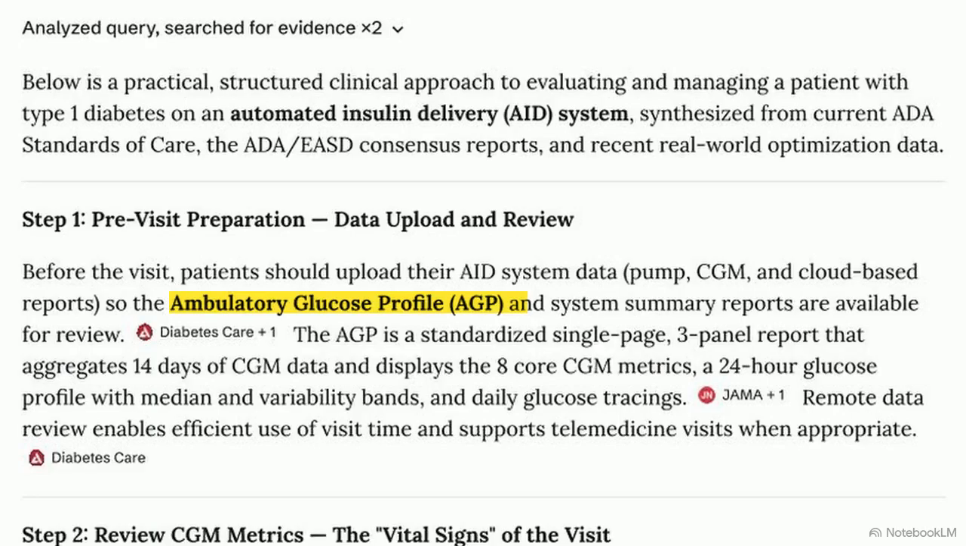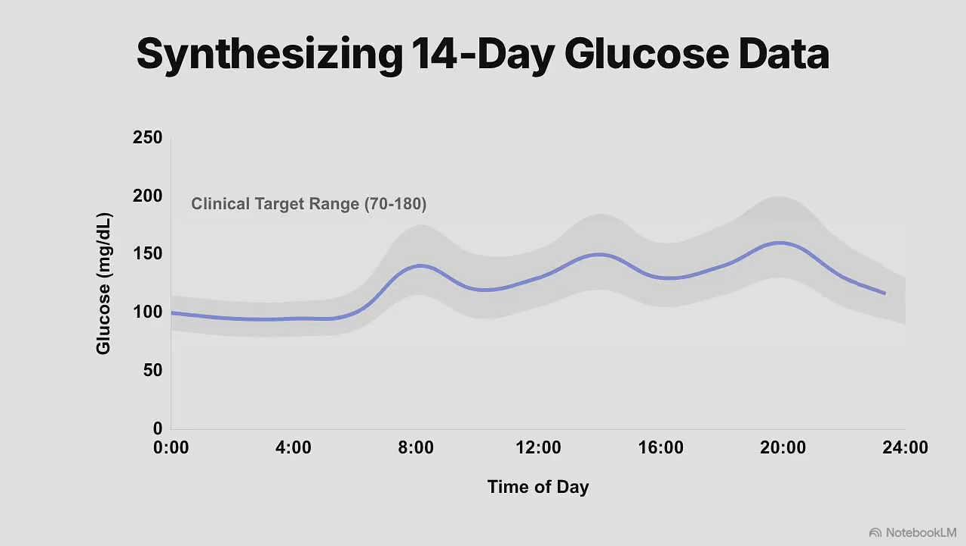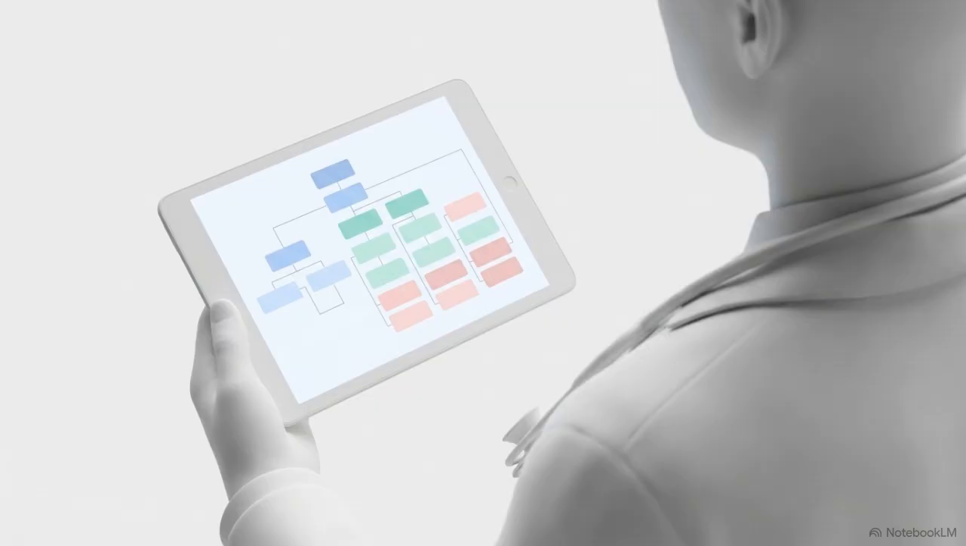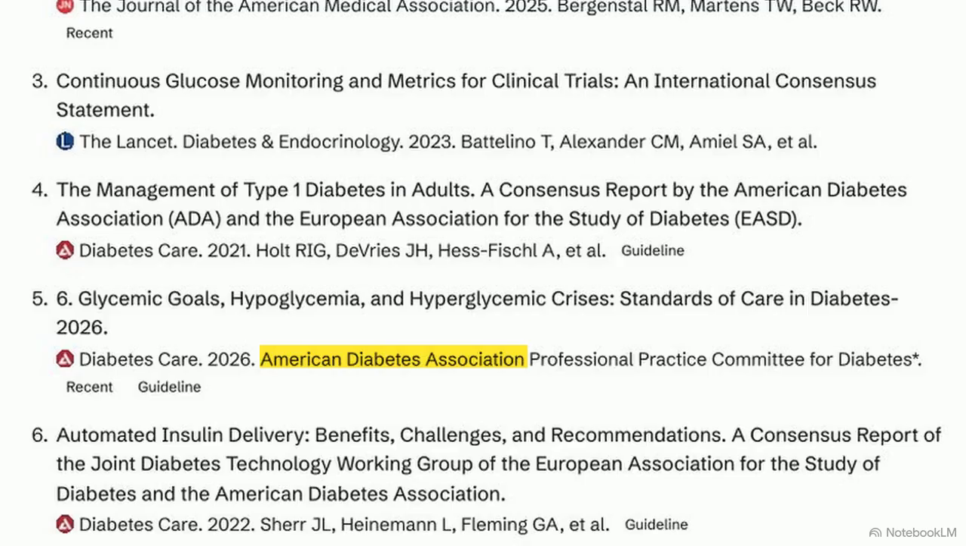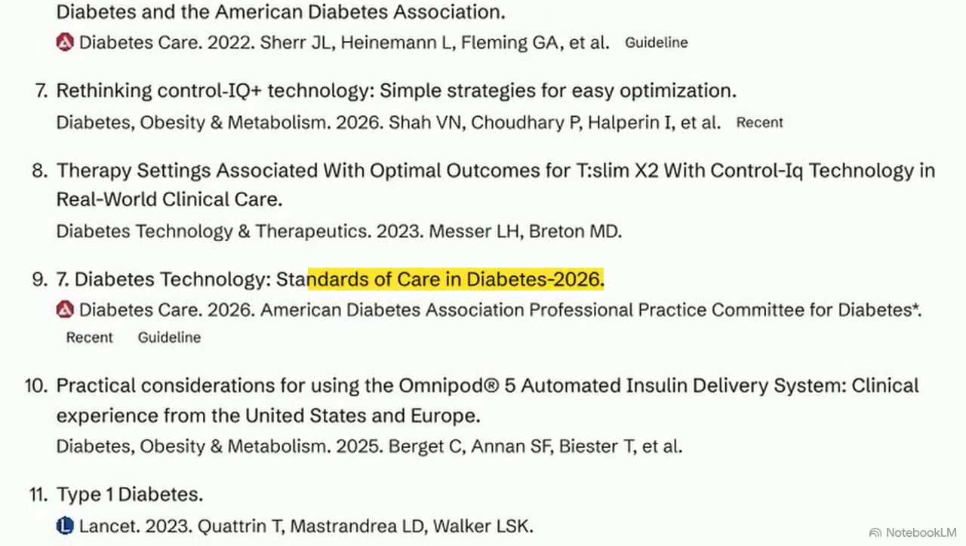To make this data actionable, we rely on the Ambulatory Glucose Profile, or AGP. This is a standardized, single-page report that aggregates 14 days of continuous glucose monitor metrics into a clear visual format. Interpreting the AGP requires a highly structured approach. By synthesizing the current American Diabetes Association standards of care with Canadian clinical guidelines, we can establish a definitive, three-step practical workflow for every AID patient visit.